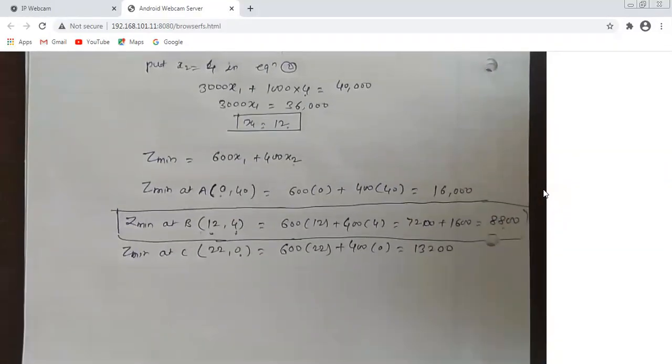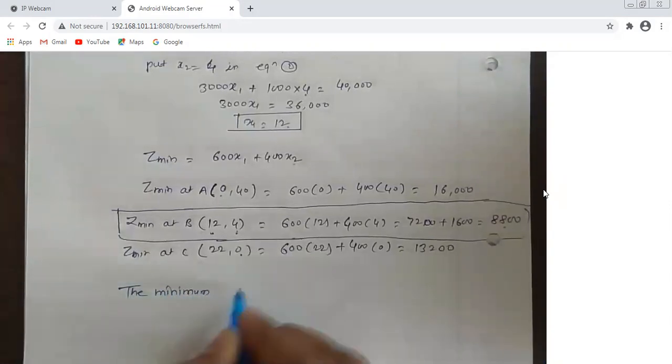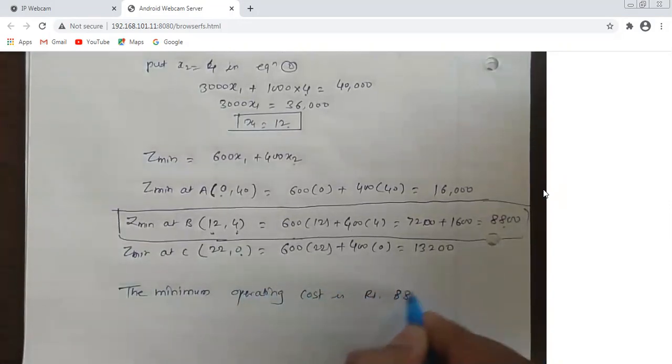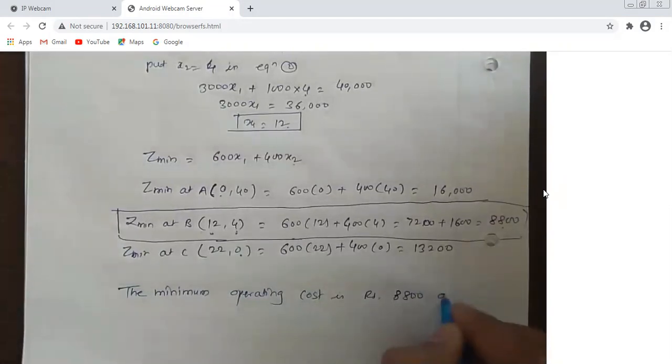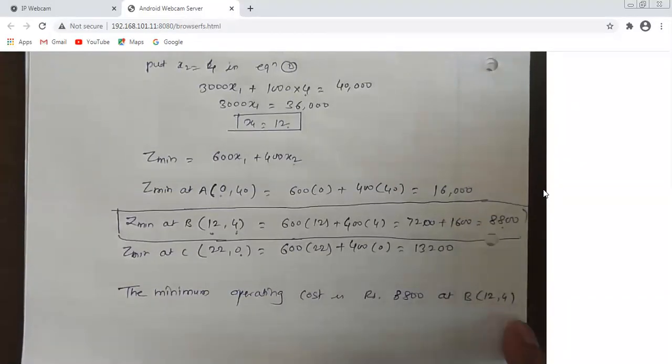So here we have to write down the minimum operating cost is rupees 8,800 at location B, 12, 4. Got it? The minimum operating cost is rupees 8,800 at location B, 12, 4. So this is the first question they have asked. Correct? This is the first question they have asked.